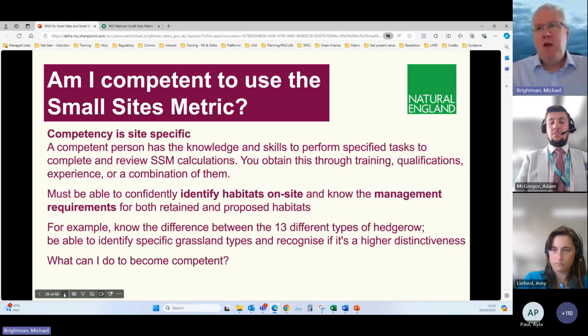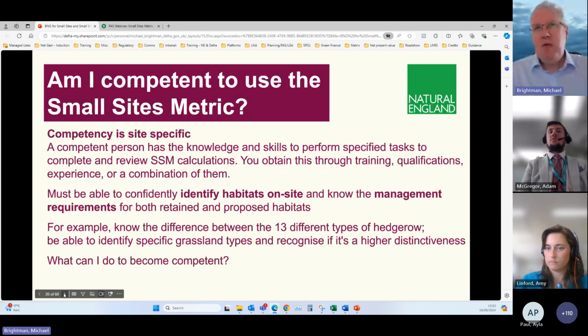What they must be able to do is confidently identify all habitats that are on site and also know the management requirements for both retained and created habitats post-development. As an example of that, if there are hedgerows present on site, do they have sufficient knowledge to know the difference between the 13 different types of hedgerow?